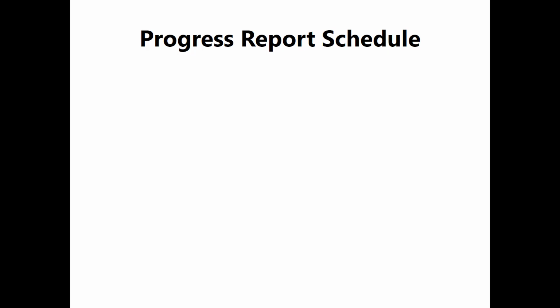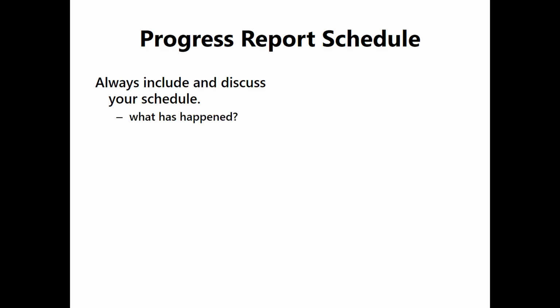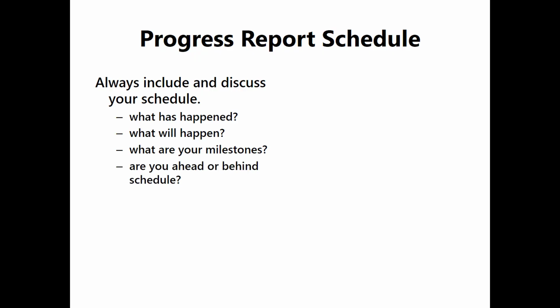When you're talking the schedule for a progress report, you always want to talk about what is going on, where are you in the project. Talk about what happened so far, what's happening next, what are your milestones. If you're not familiar with the word milestone, what it means is it's a measurable goal. We expect to get to this stage by this date. Well, are you there yet? This is a way of measuring your progress. Are you ahead or behind schedule? If you're behind schedule, what's your plan for catching up?